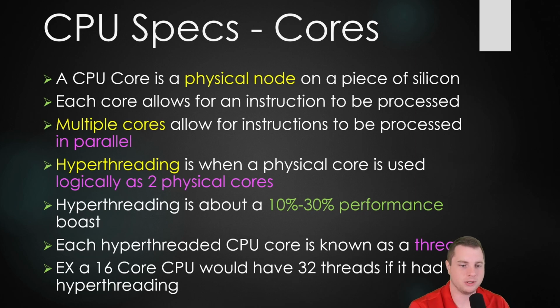What this allows you to do, and it comes at the cost of what is called switching, is run multiple things on a single core. It comes with a 10 to 30% performance boost depending on what you have and what architecture is on that particular CPU. Each hyper-threaded core is known as a thread, and the example down here at the bottom is if you had a 16-core CPU, which is a top-end consumer model at the moment, you would have 32 threads if it had hyper-threading, which the one I'm thinking of definitely does.